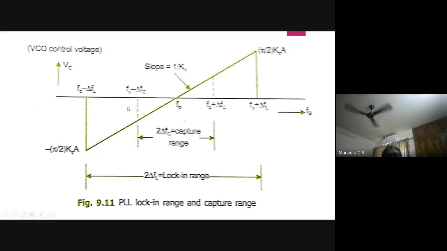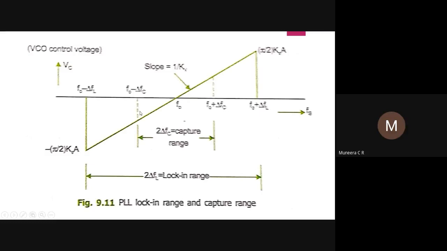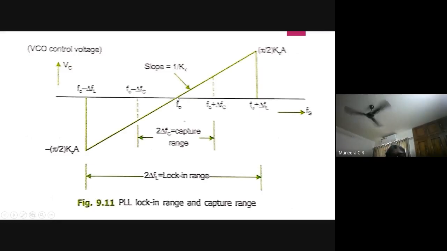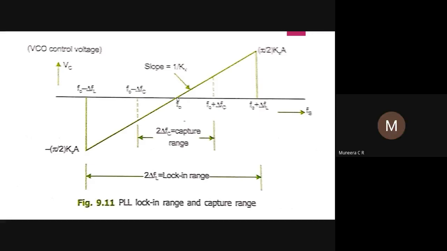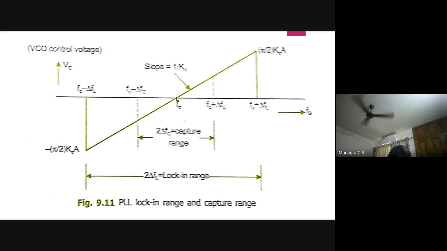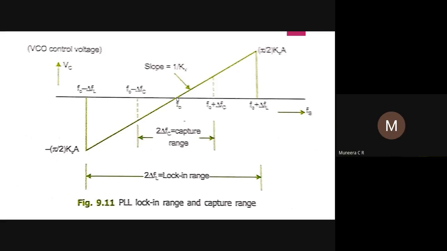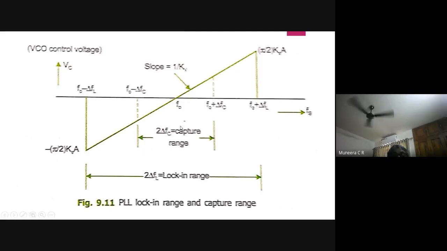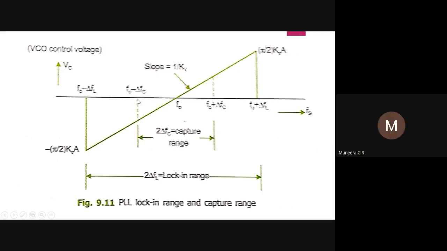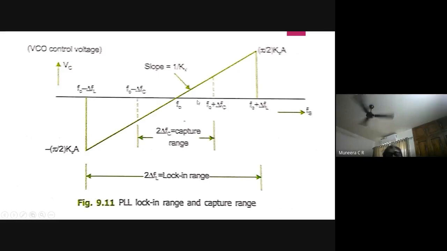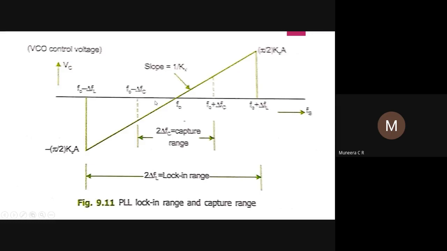Here the indicator shows the characteristics of the PLL. This is the free running frequency, where the output DC voltage, the control voltage, which is the output of the amplifier and the input of the VCO, is equal to 0 at this frequency. So when the incoming frequency is between F0 minus delta Fc and F0 plus delta Fc, the PLL is able to catch the incoming frequency. That's the capture range.